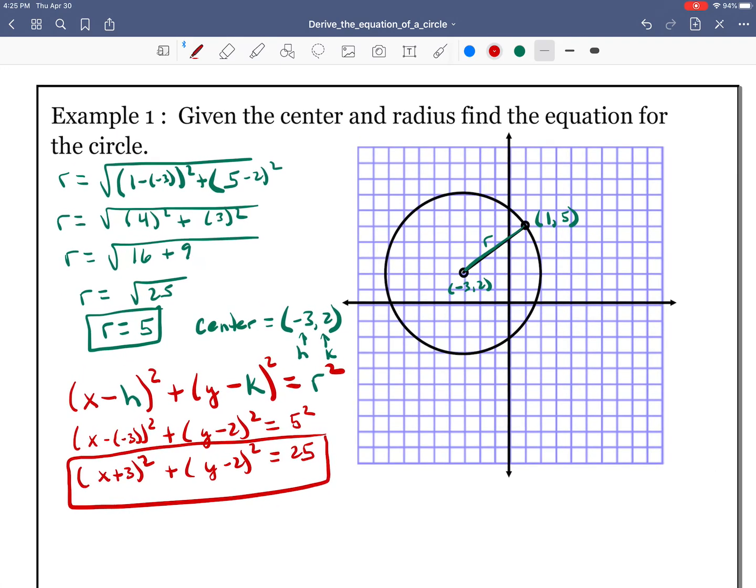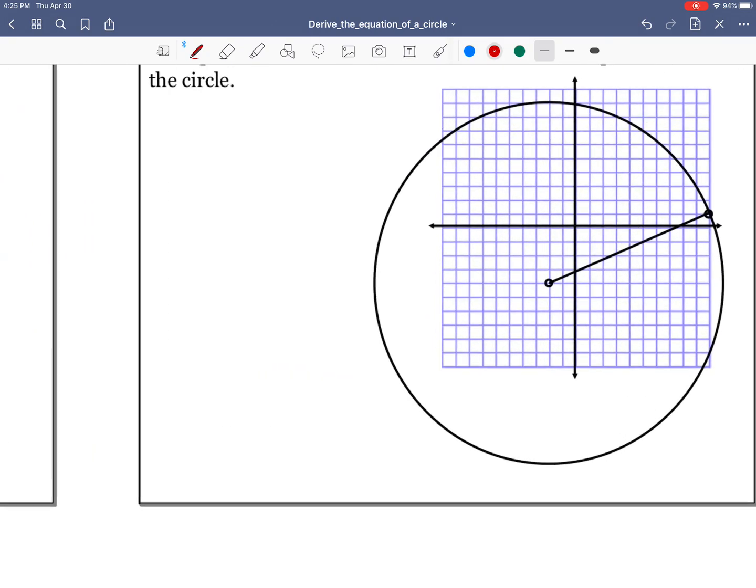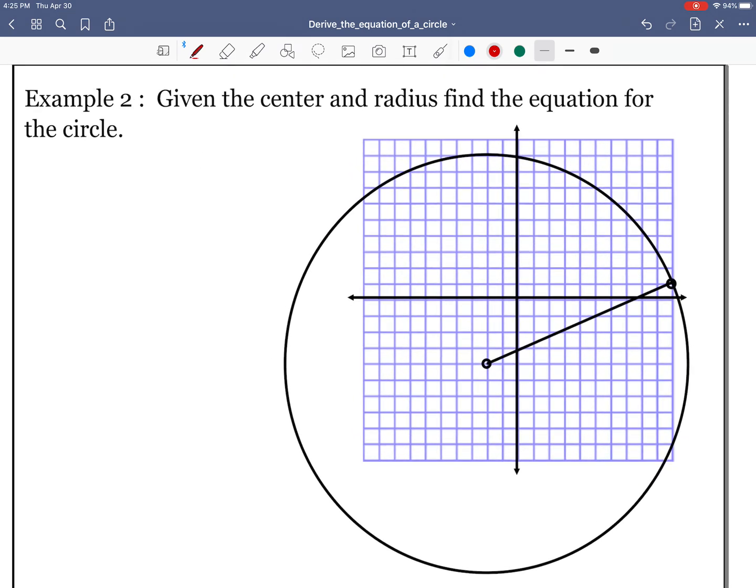Find the equation of the circle, and that's how you do it. You've got to get your radius, you've got to have your center, and then you write your equation. I'm going to have you do this in the formative example. You could pause the movie, do this now, and then input your answer, but it'll be exactly this question.